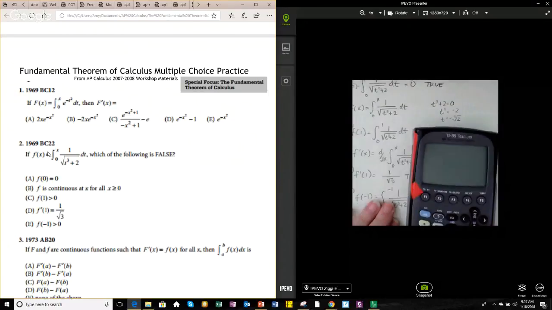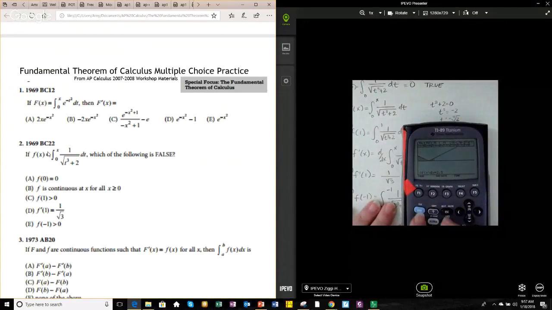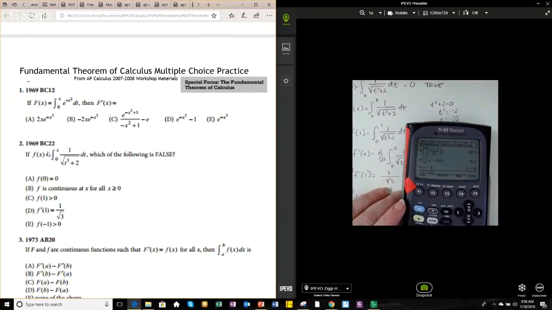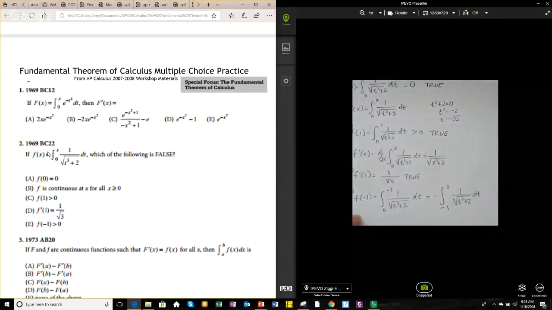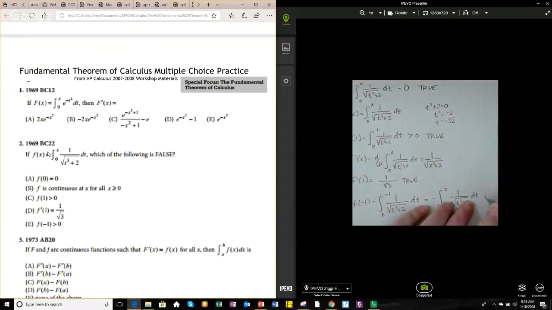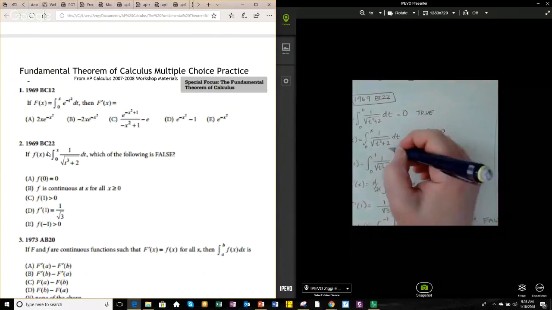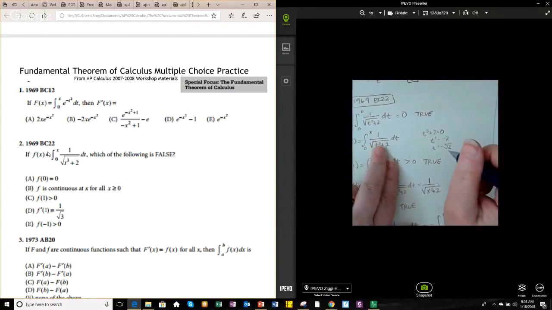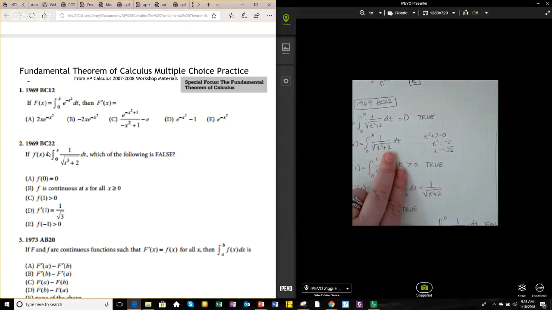Let's see here. What is the cube root of 2? Let's figure that out. I'm going to go 2 to the 1 divided by 3. That's 1 point something. And this is always going to be positive. You know, this is 1 over the square root of something, so it's always going to be positive. So I think this one is false, because this is a positive area and we're making it negative.